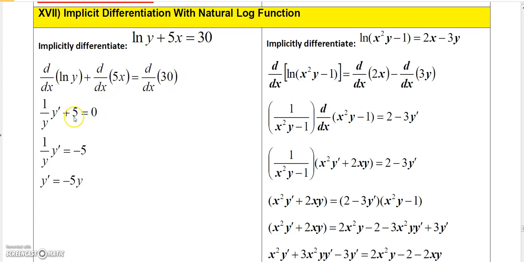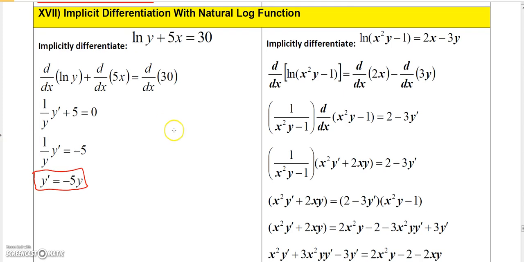And now all I have to do to solve for y prime is subtract 5 from both sides, so that'll give me a minus 5 over here. And then I can multiply both sides by y to get y prime. So y prime would simply be minus 5y. Okay? That one was a pretty simple one.